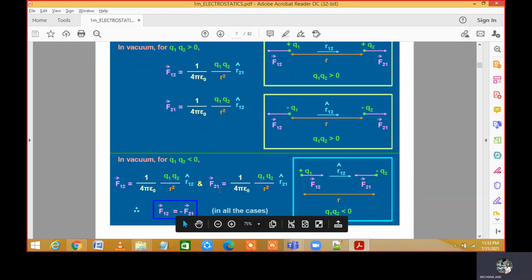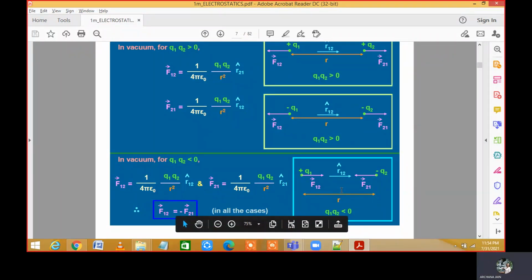Now see the second one. F21 is equal to 1 upon 4 pi epsilon naught Q1 Q2 over R square. This is the magnitude. Now F21 is in the direction of R21 cap. Why? F21 is from Q2 to Q1, and R21 is also from Q2 to Q1. That's why the direction of F21 is the same as the direction of R21.